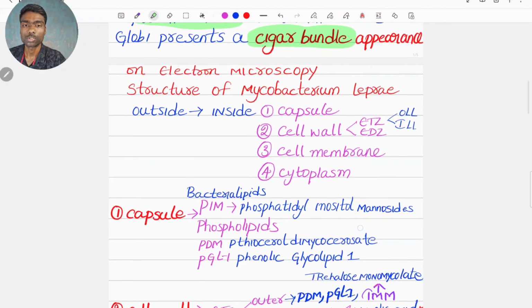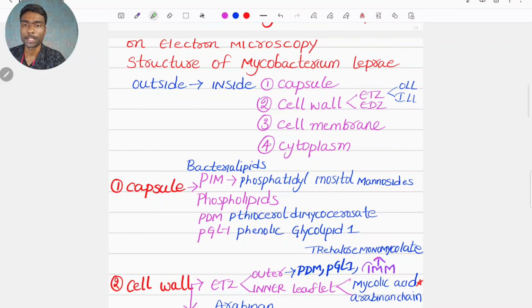On electron microscopy, structure of Mycobacterium leprae. We will see from outside to inside. Outermost structure, capsule. Next, cell wall. Next, cell membrane. And then innermost structure, cytoplasm. First, we will see about capsule.